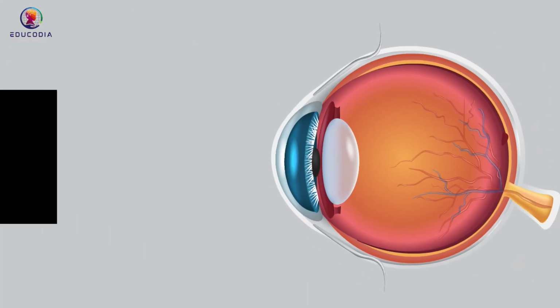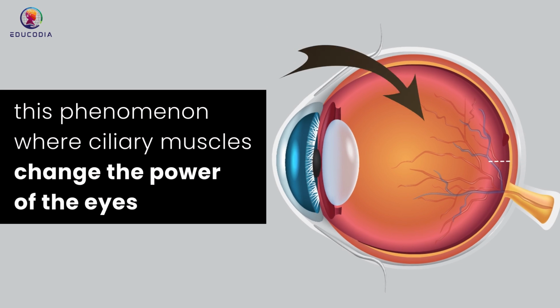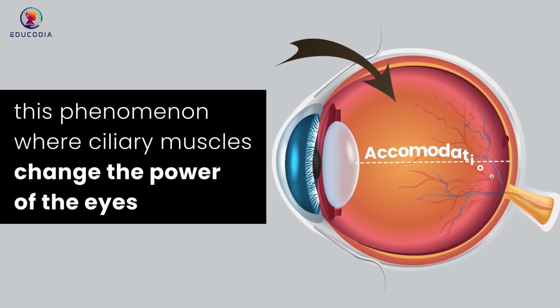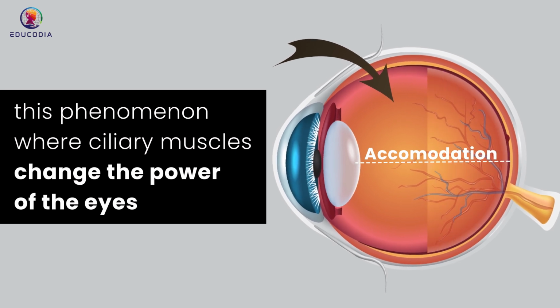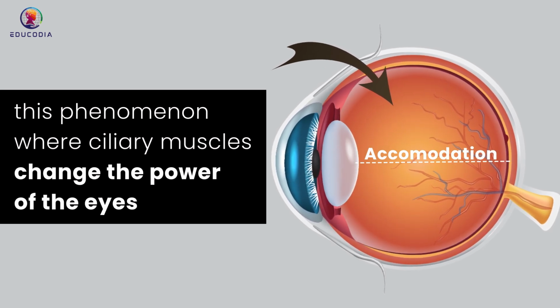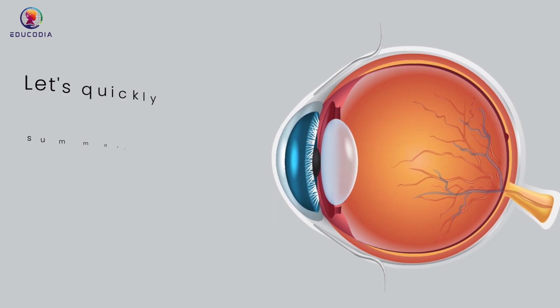And this phenomenon where the ciliary muscles change the power of the eye by changing the shape of the lens is called accommodation. So that's their job. Their job is to perform accommodation. By the way, we are going to look at accommodation in great detail in a future video. So don't worry too much about accommodation as of now.